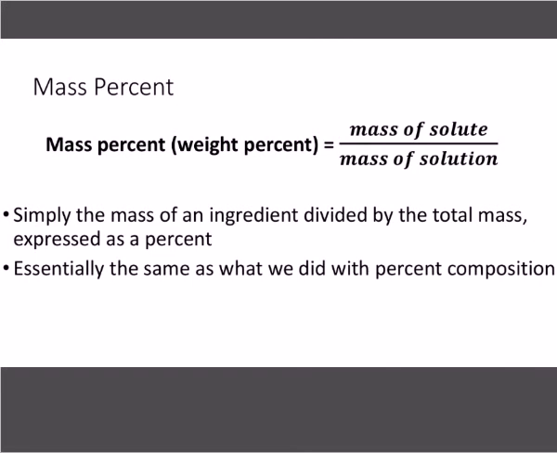Alex? Part over whole times 100. Same thing, guys. In this case, it's the mass of our solute divided by the mass of the entire solution. Okay? So it's still the same thing. And then I believe we need to multiply by 100 there to get a percentage. So simply, the mass of an ingredient divided by the total mass of the solution expressed as a percent. It's the same as what we did in percent composition.